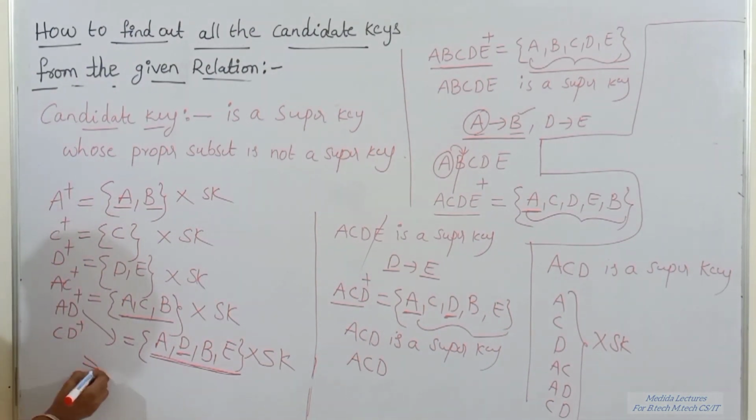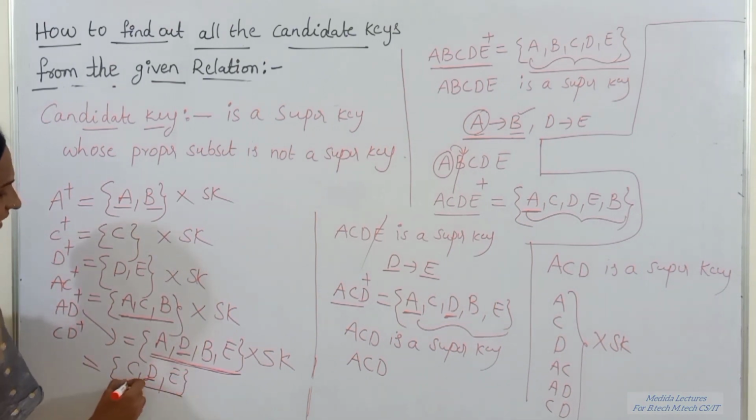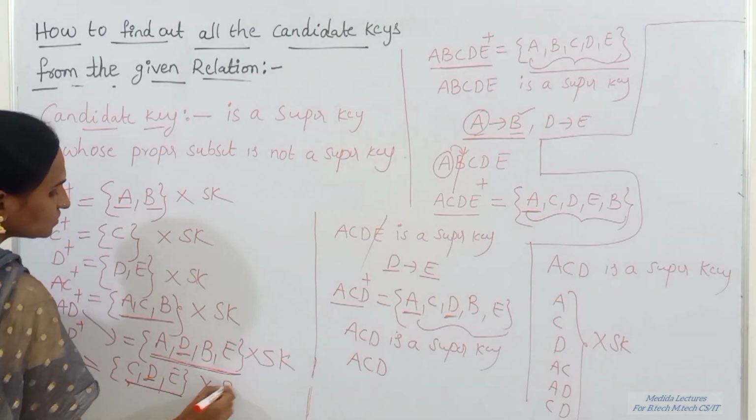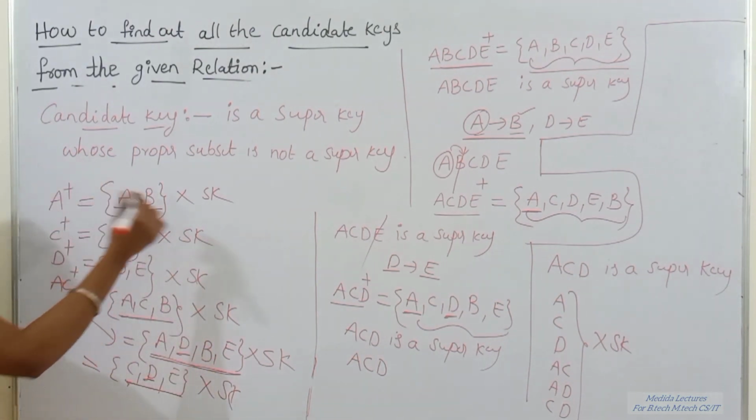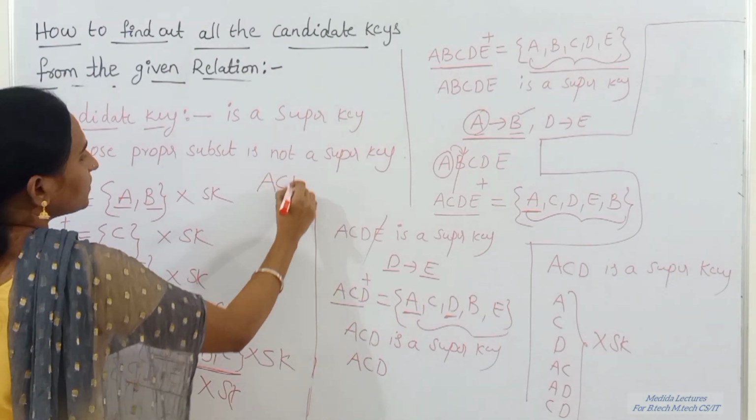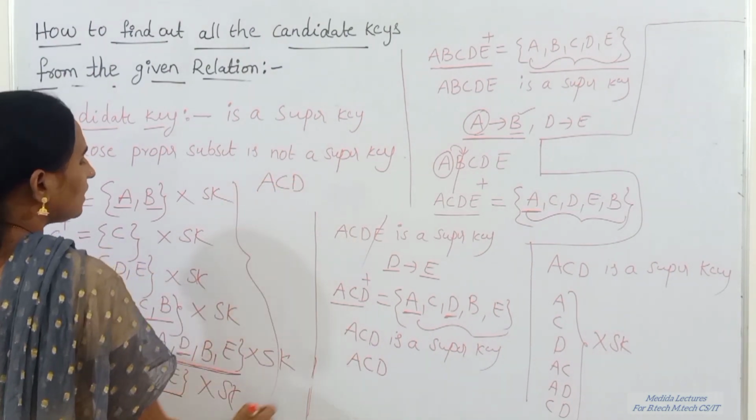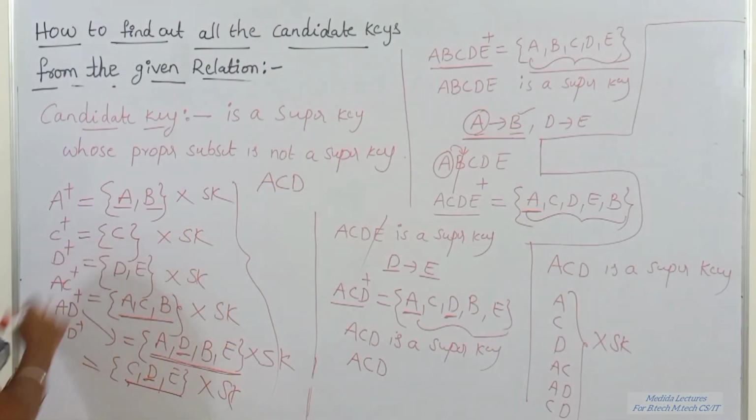Next, find out CD closure. CD closure itself determines C, D. If you have D, then you can determine E. So CD closure consists of only CDE. It is not a super key. So the proper subsets of ACD are all not super keys.